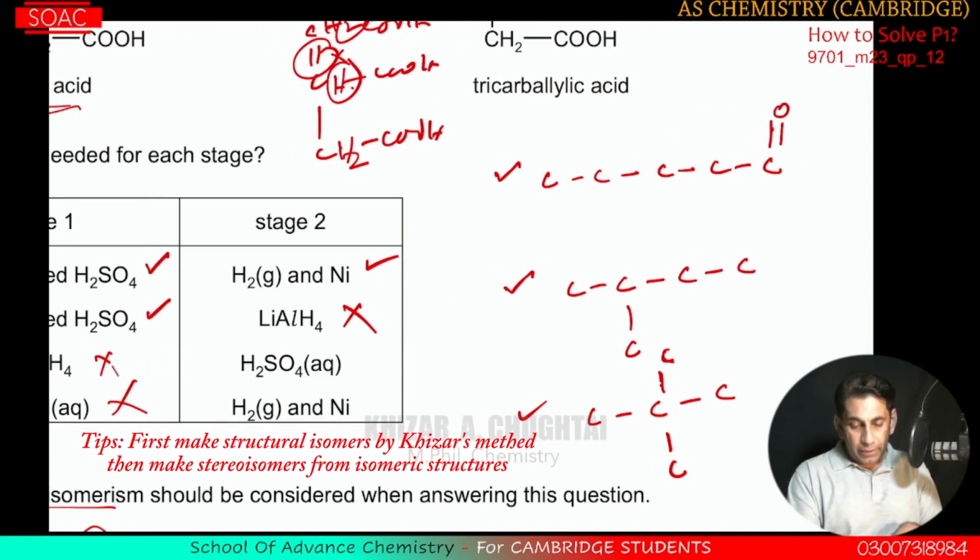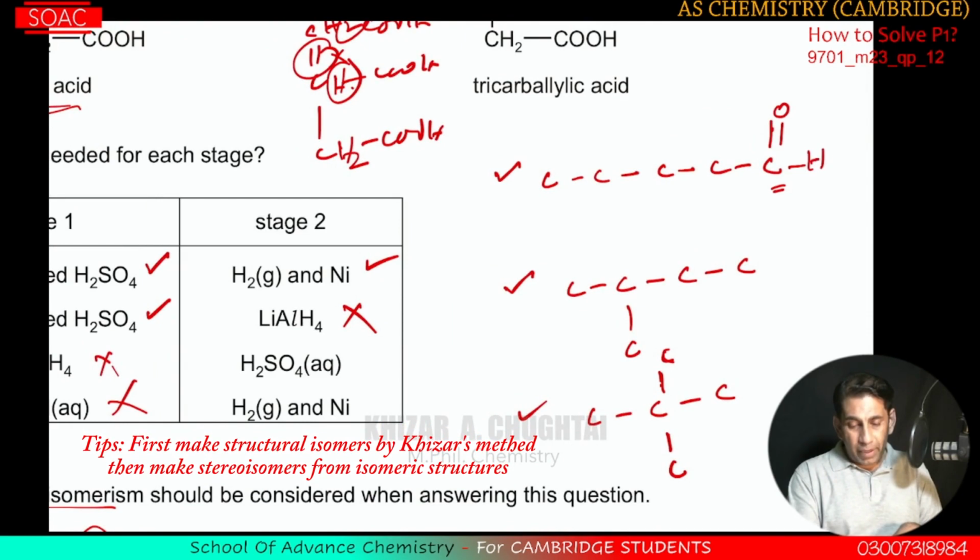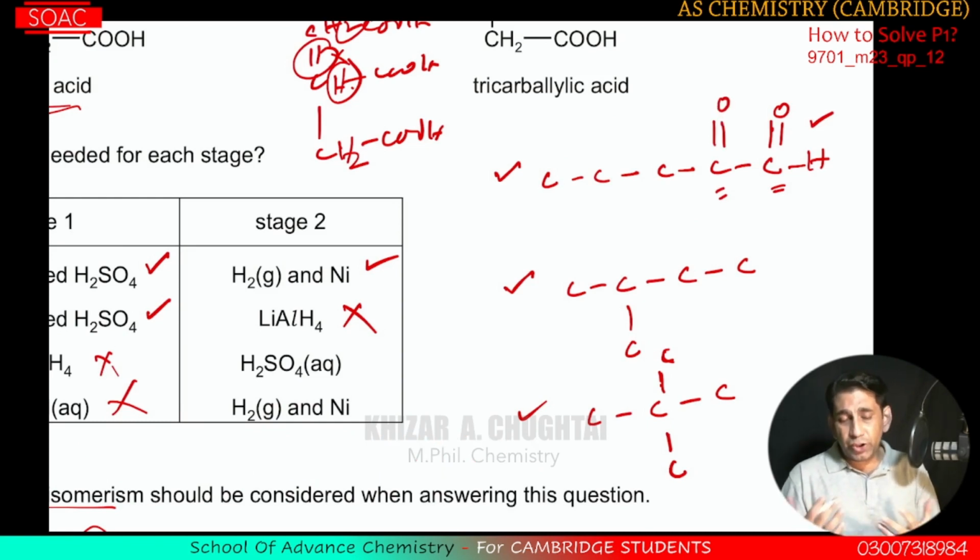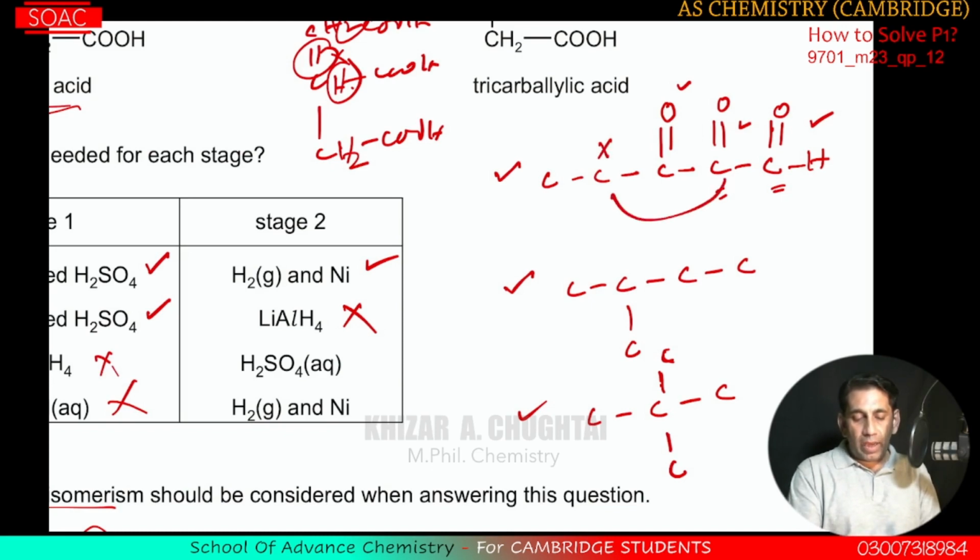the ending carbon, this corner carbon may be having the aldehyde group. Yes, it is true. Then the next carbon can be in the form of ketone. Yes, it is true. That is 2-one. The third carbon can also be in the form of ketone. It can constitute a ketone. Yes, it is true. And the next carbon is going to repeat over here.